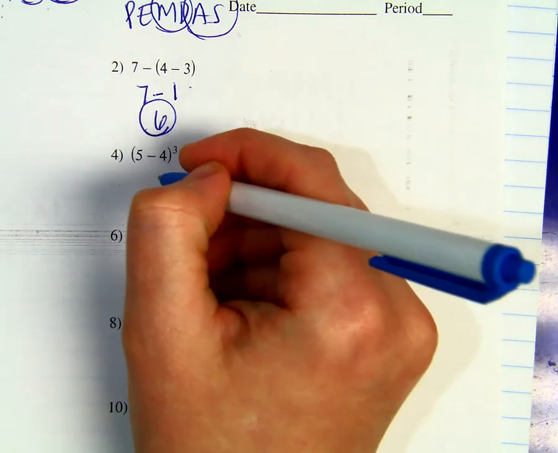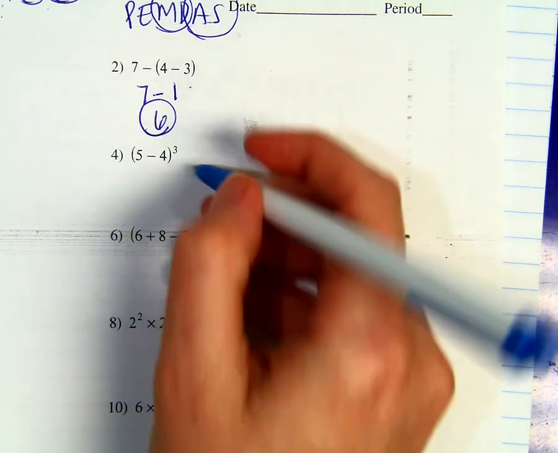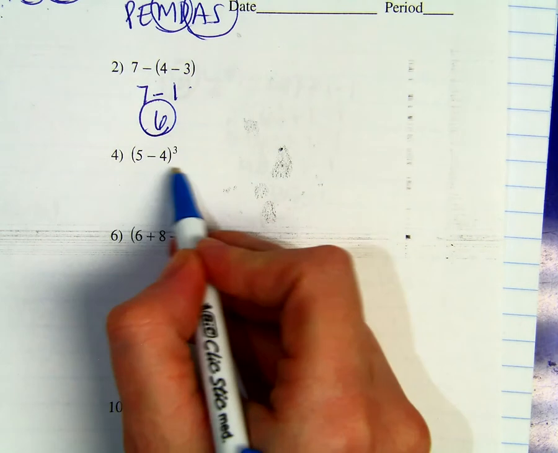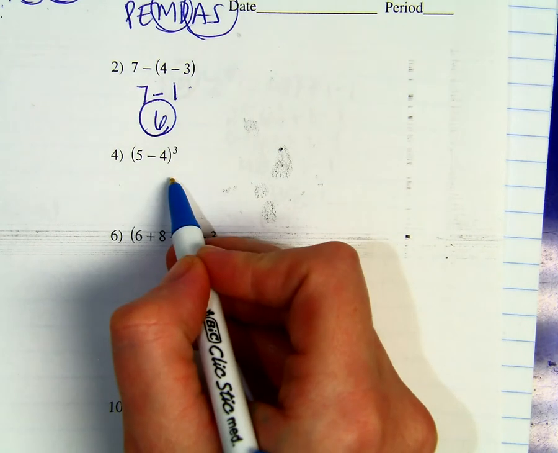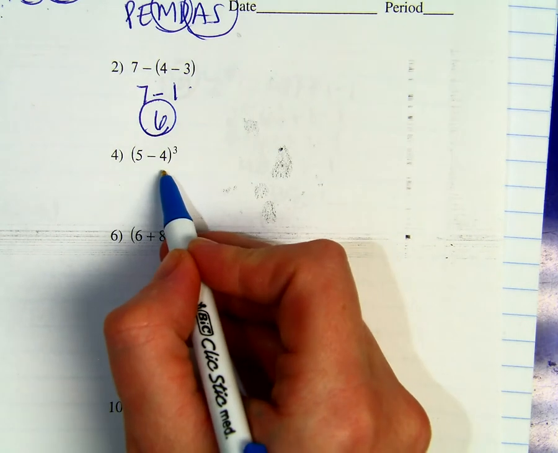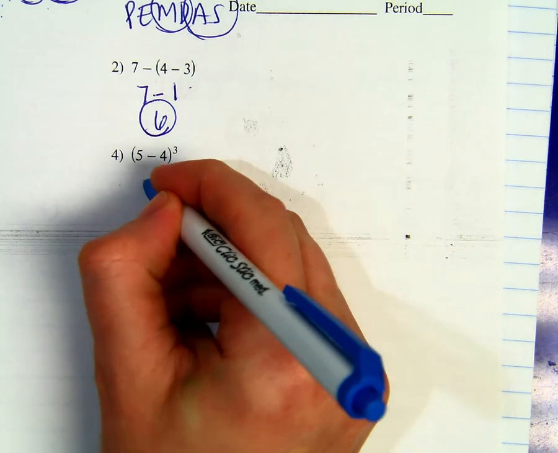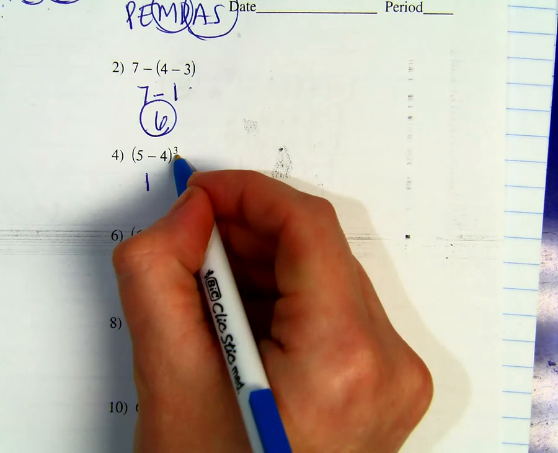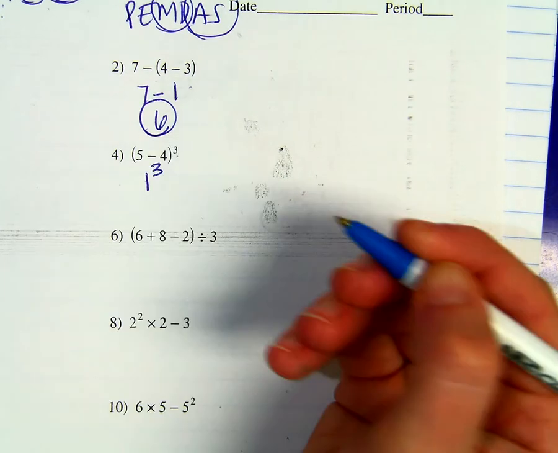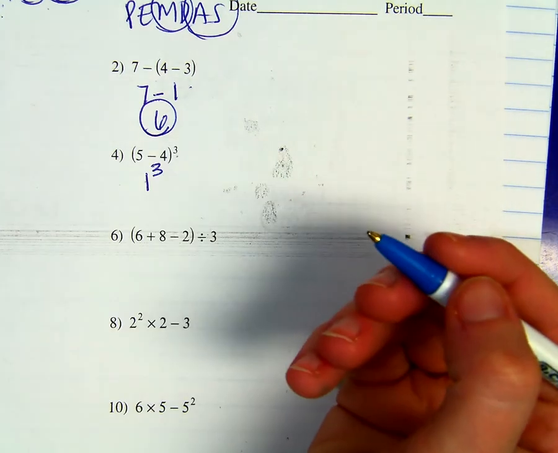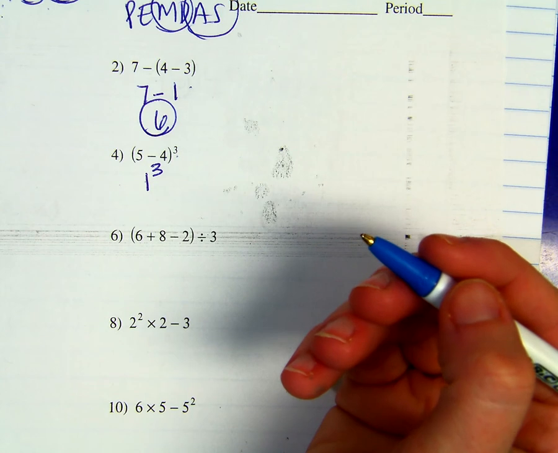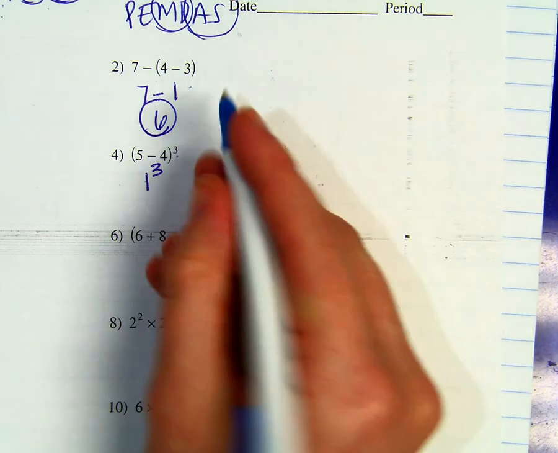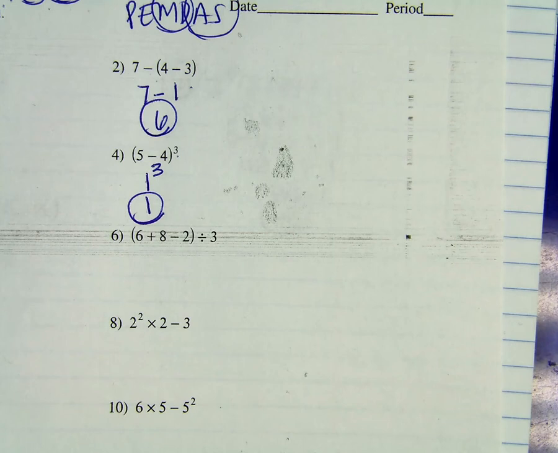For number 4, we have in parentheses 5 minus 4, cubed. We'll do what's in parentheses first. 5 minus 4 we know is 1. The parentheses can be dropped. However, the exponent of 3 gets attached to the 1. So it becomes 1 cubed. 1 cubed means 1 times 1 times 1, which is just 1.